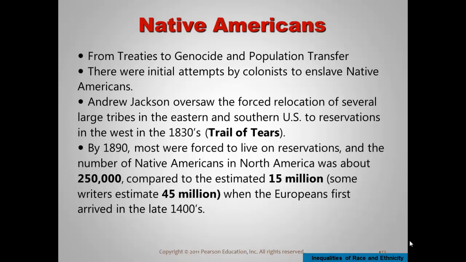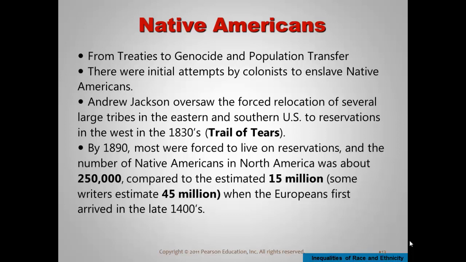And Jackson even said later in his retirement that he regretted having participated in this, but really, this was the expulsion of entire groups because the European immigrants, settlers, wanted the lands and the resources that the Native Americans occupied, and so used the United States government to get them off of that land.